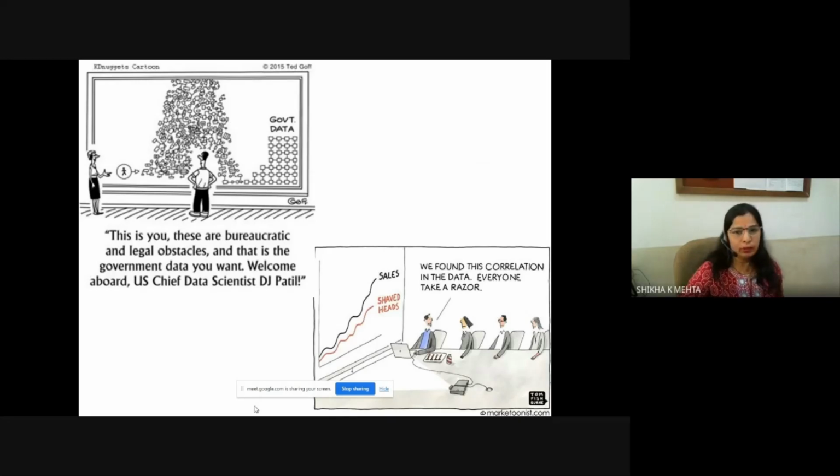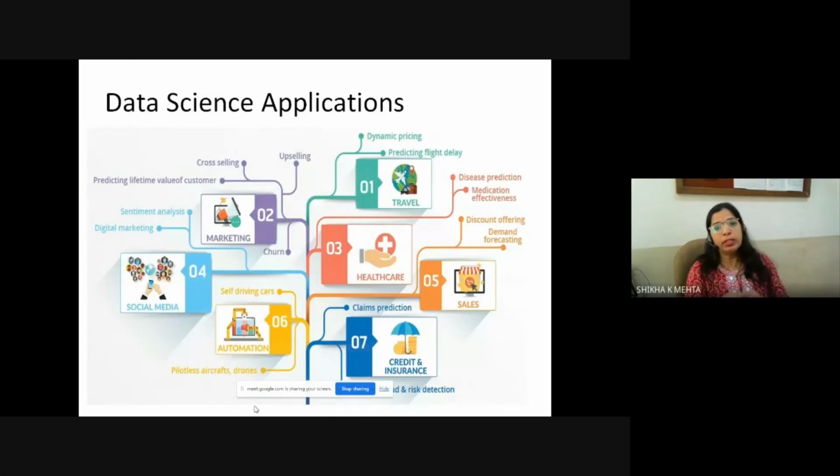So moving ahead, let's skip this. These are the various data science applications where all these techniques are being used. This is just a glimpse of the various applications of data science. Like in marketing, it is being used for predicting the lifetime value of a customer.